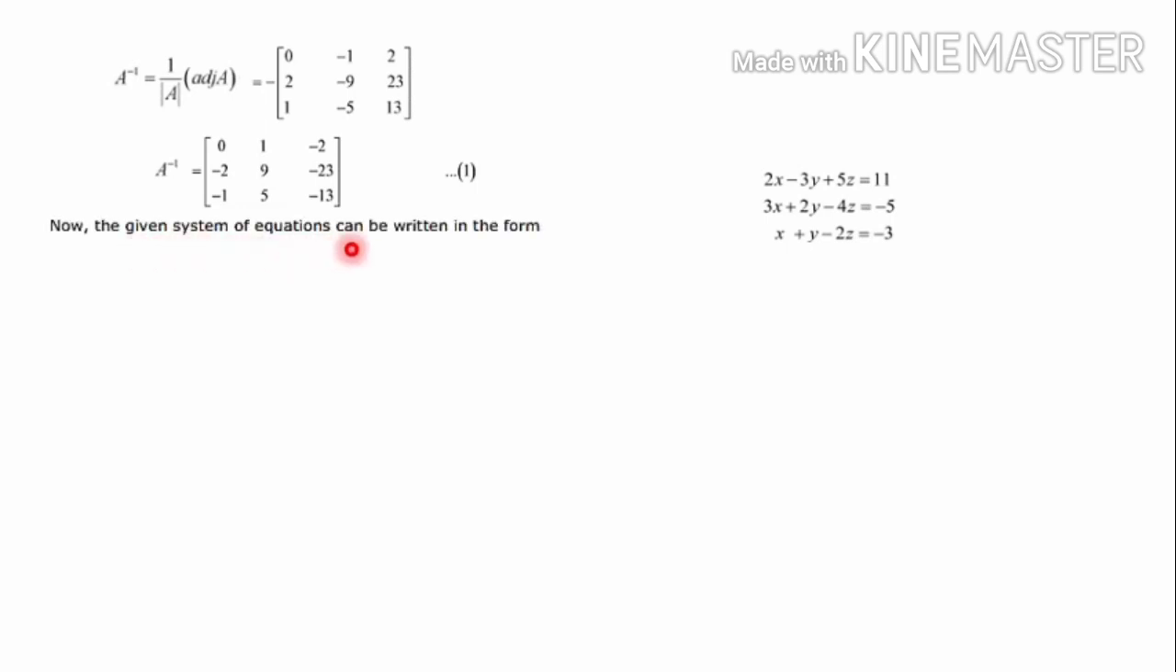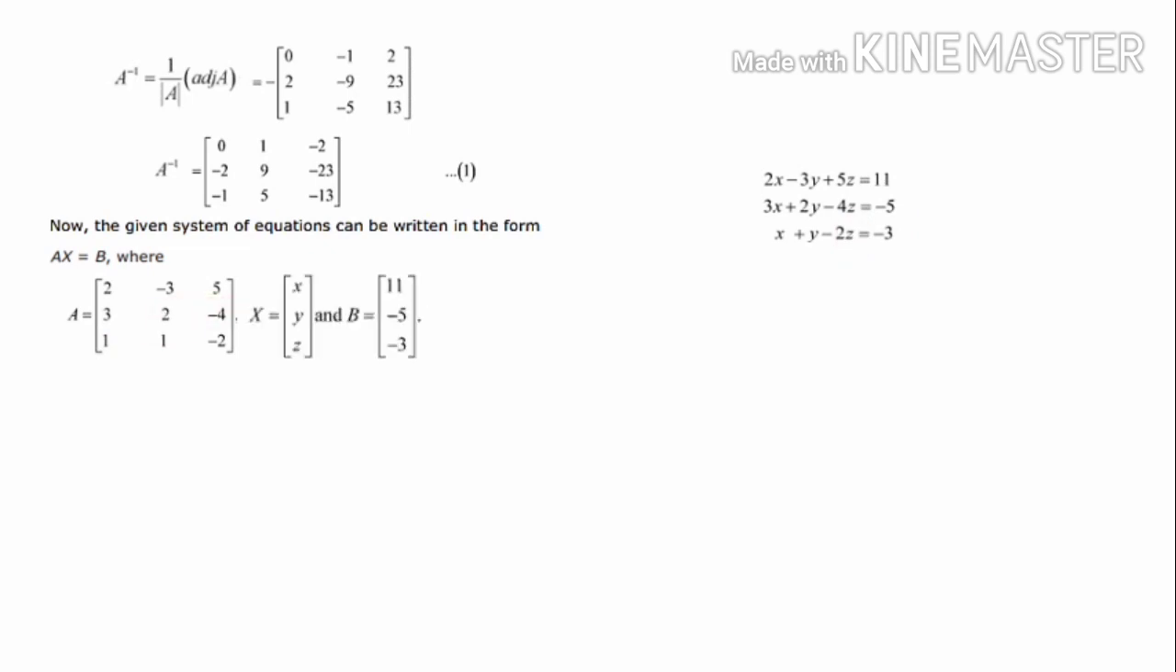So the given system of equations can be written in the form AX = B. Of course, the given matrix A is the same as the coefficient matrix of the given system of equations. So here 2, -3, 5, everything is the same. I have explained this to you before. The same coefficient matrix we have to take, and that is the same as the given matrix for us.